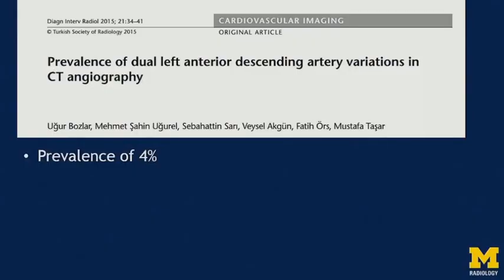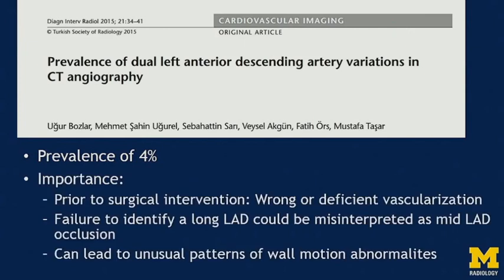Now, what is the importance of this variant anatomy? Well, one thing is with CT, we are now seeing an increasing prevalence. We are noticing this variant pattern a lot more. This paper reported a prevalence of 4%, which is higher than what's usually reported on conventional angiography. But what's important is that you want to convey this information to the surgeon, because there is definitely a potential for revascularizing the wrong LAD or doing an inefficient or deficient revascularization. So, an important thing to mention in your report.